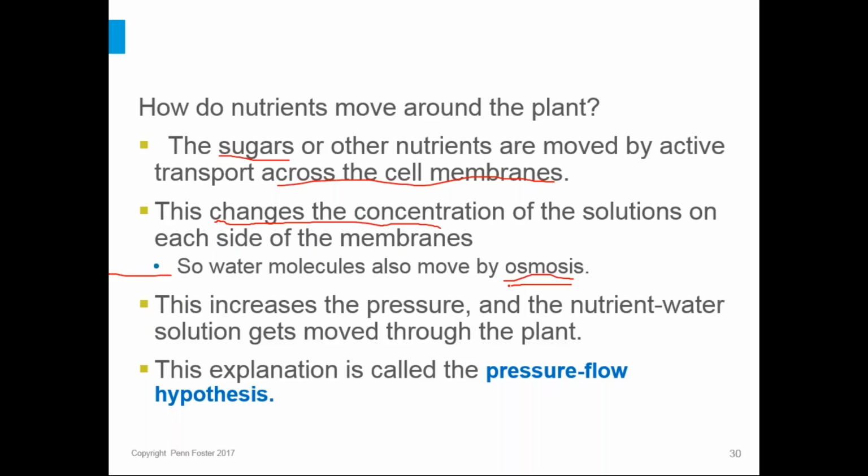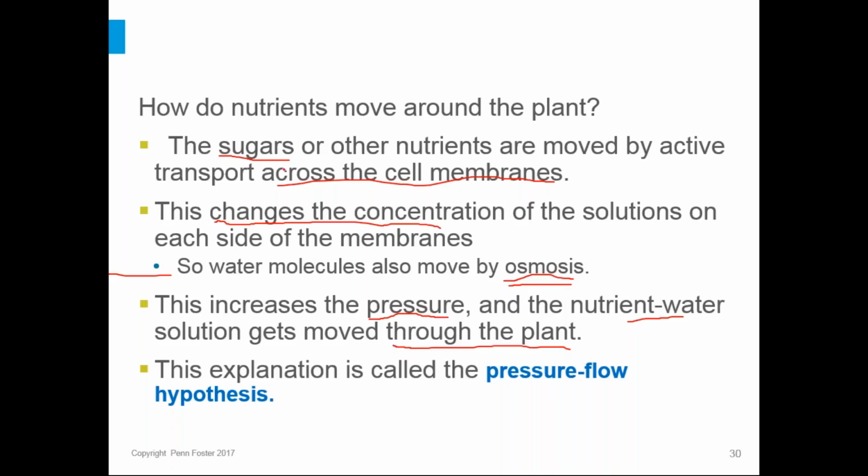So what's happening is because the sugar moved, a lot of water also comes inside of these tubes, and that also increases the pressure. So because there's more pressure, the whole solution of nutrients and water gets moved throughout the plant.